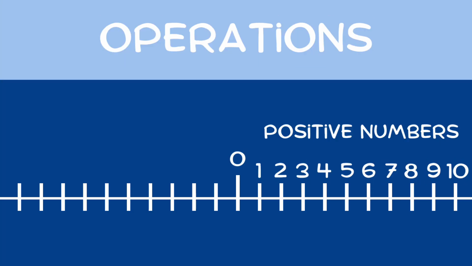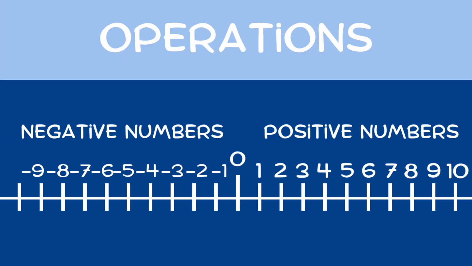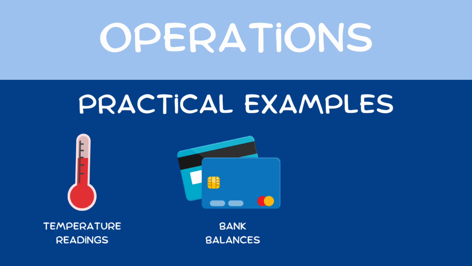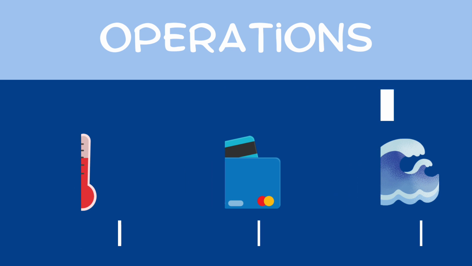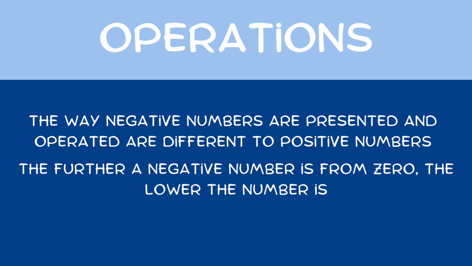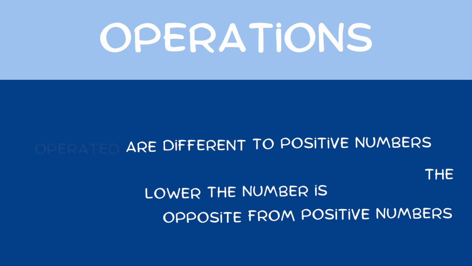Secondly, we also stated that negative numbers exist in our number line. In practical examples, negative numbers can be seen in temperature readings, bank balances, and sea level readings. The way we look at negative numbers is different from positive numbers, as the further the negative number is from 0, the lower it is, which is the opposite of positive numbers. Therefore, when we use operations on negative numbers, they often act in a different way.